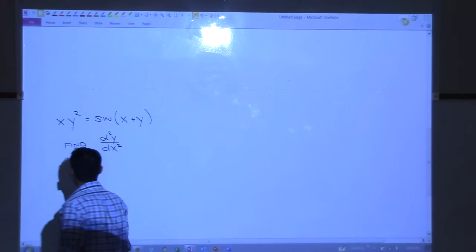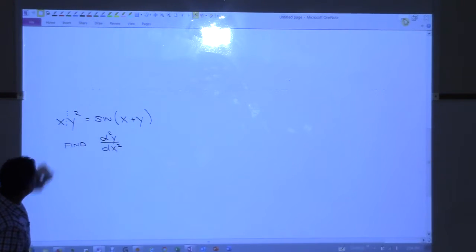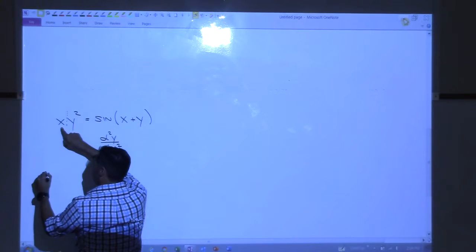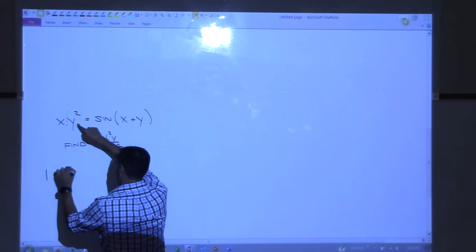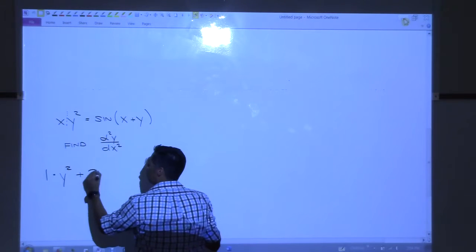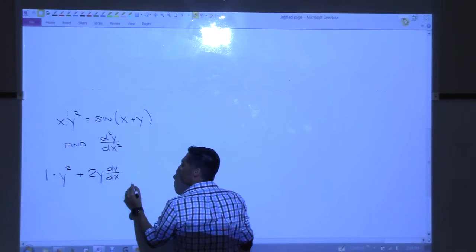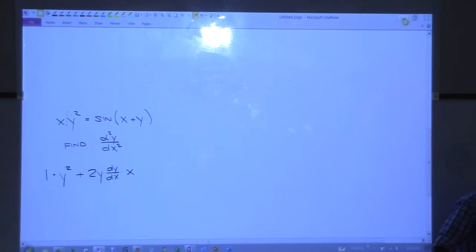All right, so here we go. The left side, I need to find the derivative. So product rule. Everyone see we got product rule right there. The derivative of the first one is going to be what? 1 times this one, not derivative, and then plus the derivative of this one, which is 2y dy dx times x. So that is the product rule of the left side.